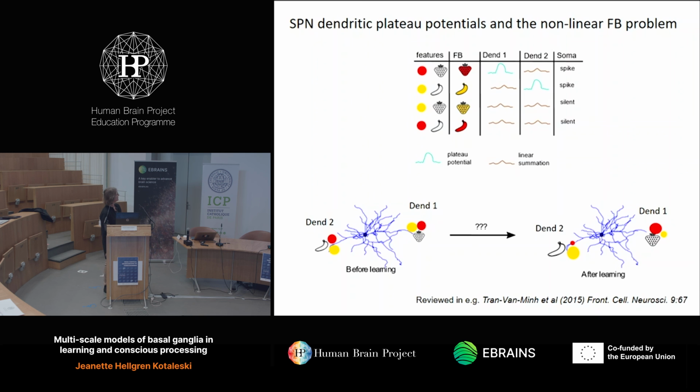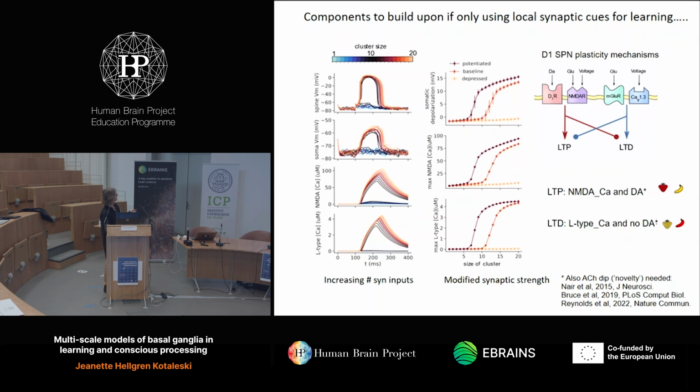And what we wanted to know is if we could reproduce some of the things that Walter Senn had in a phenomenological model before, but just build on what is known of the mechanism in these striatal projection neurons, using only local synaptic cues, nothing else.